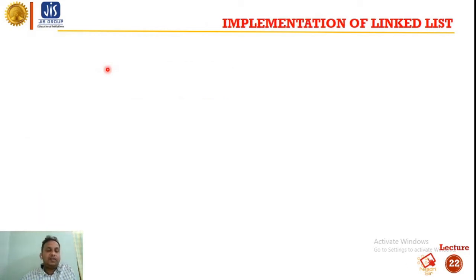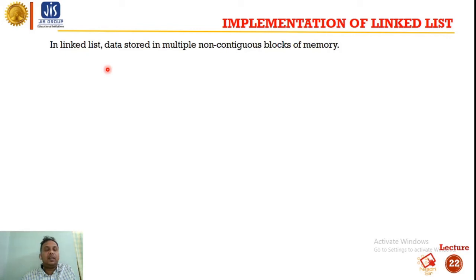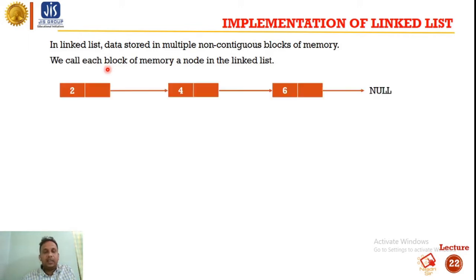Now we'll do the implementation of a linked list. In a linked list, data are stored in multiple non-contiguous blocks of memory. It is not in contiguous memory blocks. Suppose one node is at position 100, another may be at 500. We call each block of memory a node in the linked list.